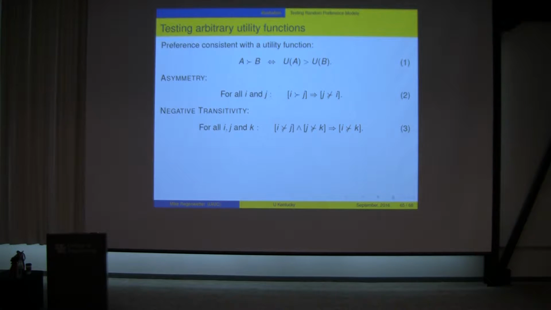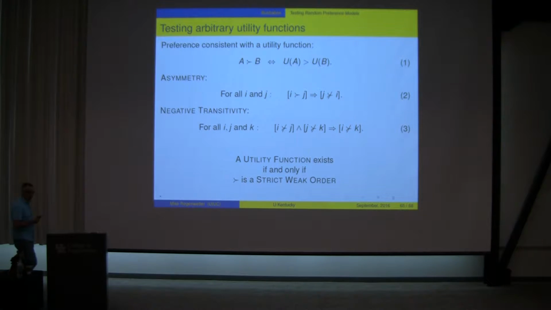And we have negative transitivity. If the utility of A is not bigger than that of B, and that of B is not bigger than that of C, then that of A is not bigger than that of C. So these are the two mathematical axioms that we test. And that just means that preferences are consistent with a strict weak order.